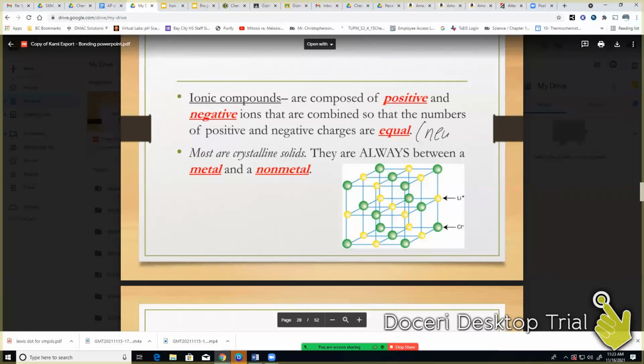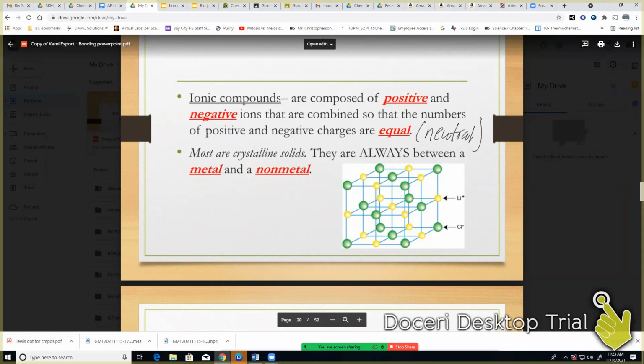So overall, the compound needs to be neutral. And that's kind of one of the big differences. Like on a covalent compound, I have to give you the formula. But in ionic compounds, you're going to have to figure out the formula. There's only one way that ionic compounds can be formed.